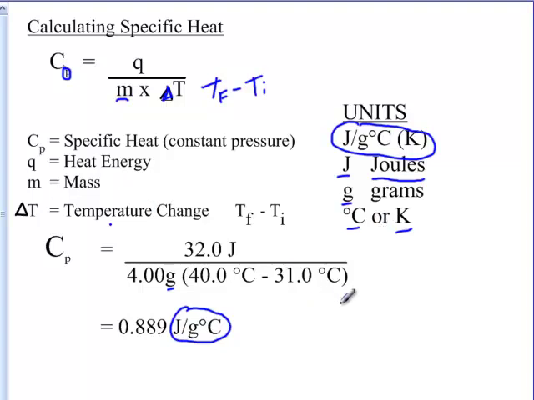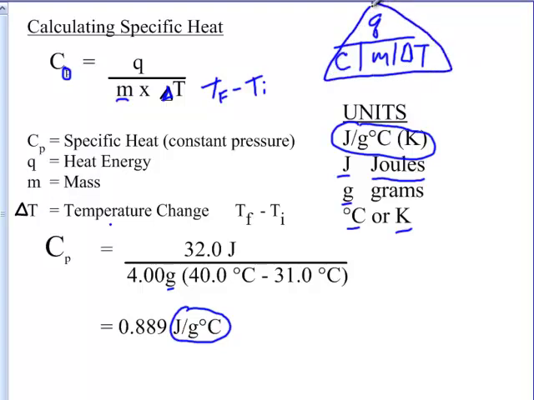Now you might be wondering, wow, I really like the density pyramid. Can I have a specific heat pyramid? Well, here we go. Q's on top, and then it would look like this: C, M, delta, pretend that's a triangle, delta T. So there it is, the specific heat pyramid. Alright, so for those of you that don't like to rearrange the equation, use that. It works just fine.